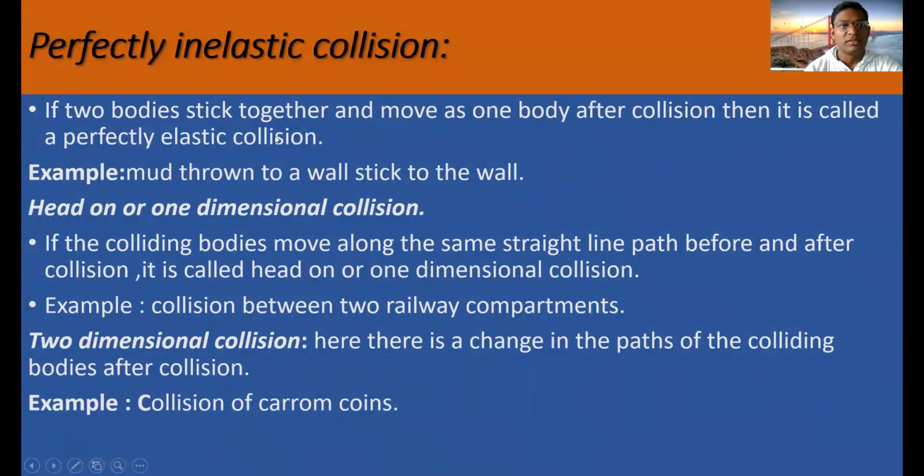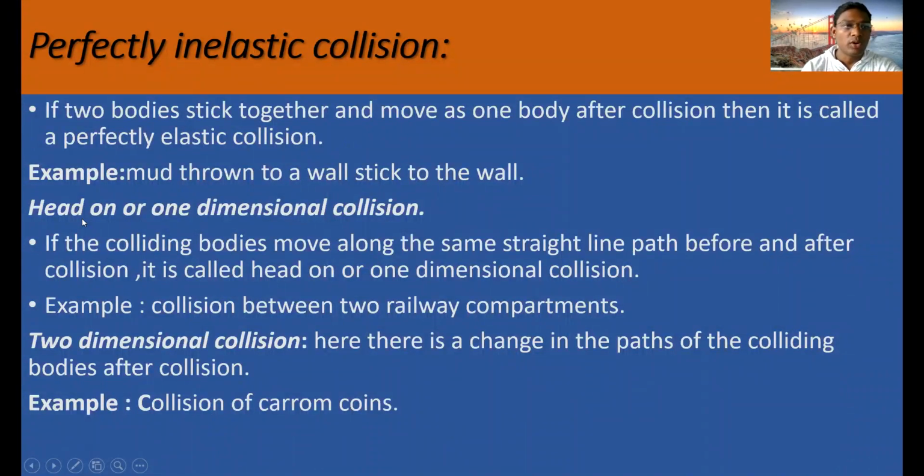Now see some other kinds of collisions. This one is important: perfectly inelastic collision. What is a perfectly inelastic collision? Here, when two bodies collide with each other, after the collision the bodies stick together and move as a single body. So this is the speciality of this kind of collision. If two bodies stick together and move as one body after collision, then it is called a perfectly inelastic collision, like mud thrown on a wall sticking to the wall. This is an example of a perfectly inelastic collision.